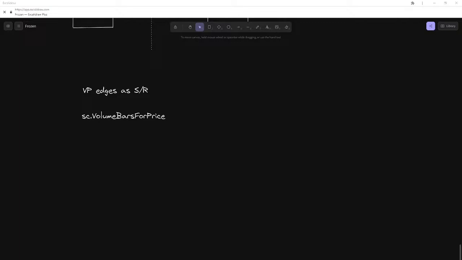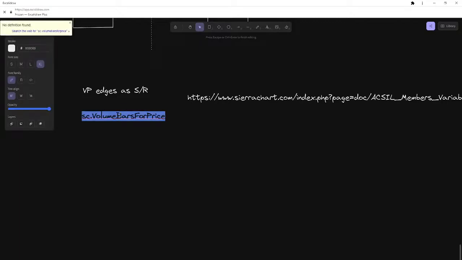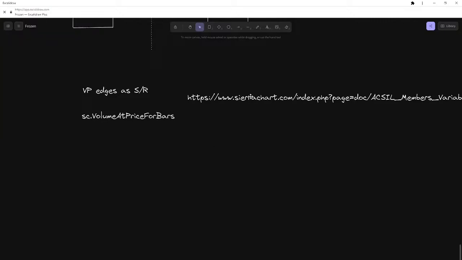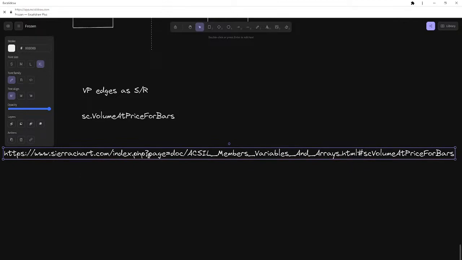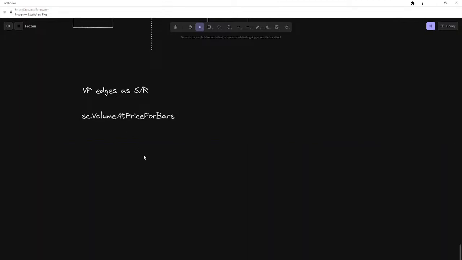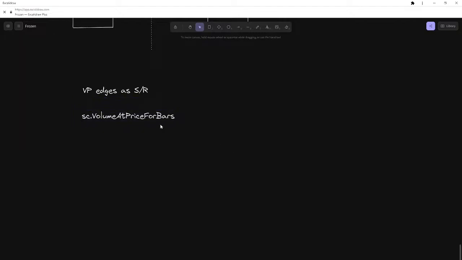Copy link address. Oh, geez. Well, it's sc.VolumeAtPriceForBars. Here's the document, here's the link for that. Yep. Okay, this is ridiculous looking. I'm just going to delete it from here, but anybody who's looking for this can Google search it. This exposes to you the data for, actually, this is an interesting question.